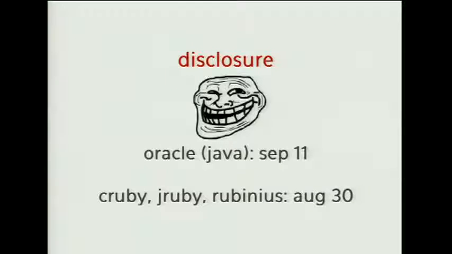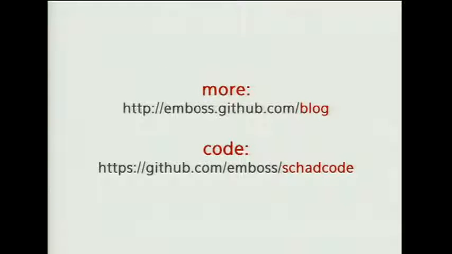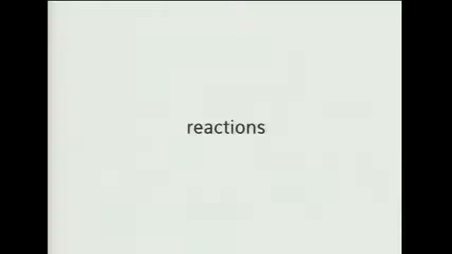Okay, we reported our findings, first to the Java people, then to the Ruby people. And an oCERT advisory was created, CVEs were assigned. If you want to find out more about the attack, especially how to choose those differences, D1 and D2, which I didn't actually talk about, and if you can bear to read it, it's on my blog. And if you want to play with the proof of concept code, it's on my GitHub account. So shardcode is what you get if you apply Schadenfreude to hash functions. Have fun with that. And let's see what the reactions were.